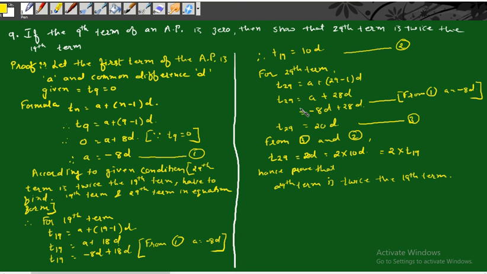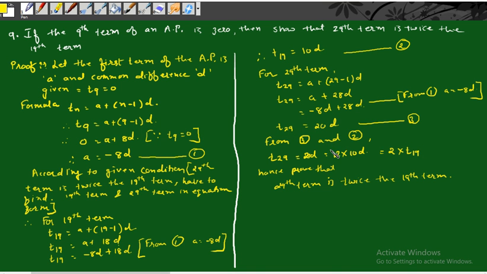Now for the 29th term, T29 is equal to A plus 29 minus 1 D. So T29 is equal to A plus 28D. I'll put the value of A, that is minus 8D, plus 28D. So I'll get the 29th term, that is T29 is equal to 20D. Call this equation 3.